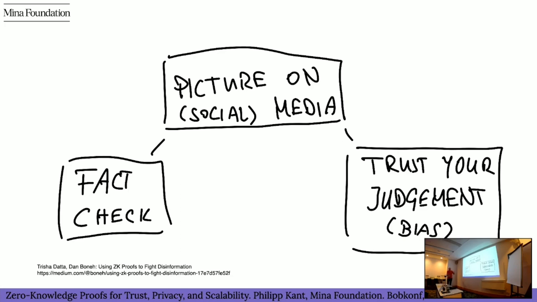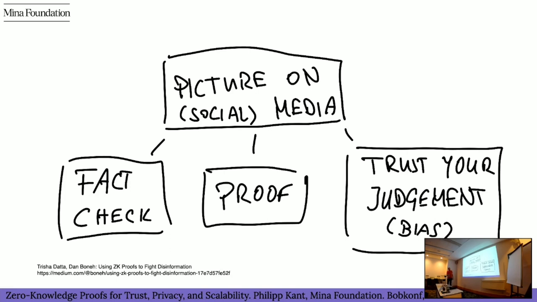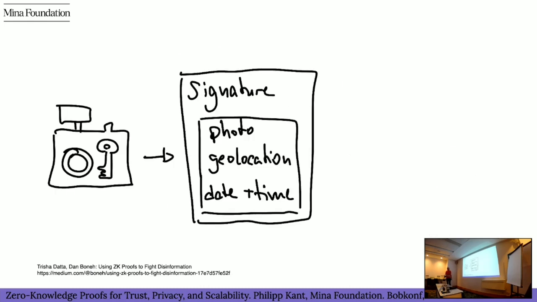You can also just use your own judgment, but then you might be biased, so that's also not ideal. But with zero knowledge proofs, you can demand a proof that this picture is indeed something that has been taken at that place and time. The way that it works is that the first component is actually something that camera manufacturers have to do, and that's something that they're already doing.